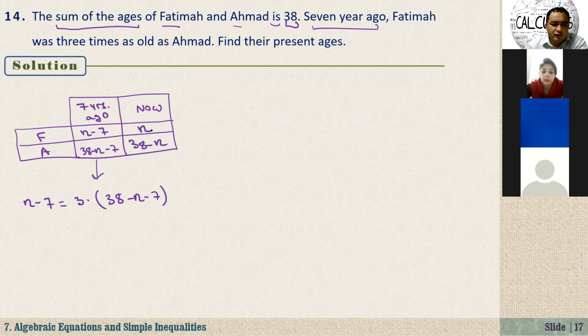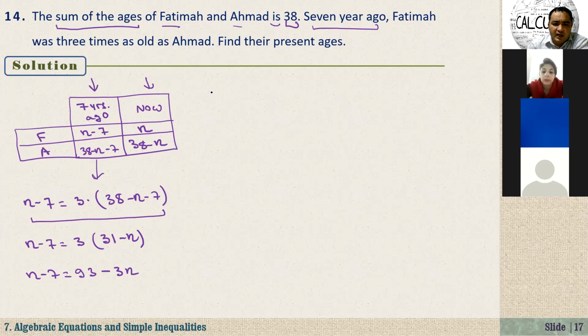Okay, now see here, looking at the table, this is the present age, and their age in the past. According to the condition given in the question, we can form our equation like this. So let's just solve this. n minus 7 equals 3 times, first let's simplify inside the parentheses. 38 minus 7 is 31 minus n. So now we have n minus 7 equals 3 times 31, that is 93, minus 3 times n is 3n.